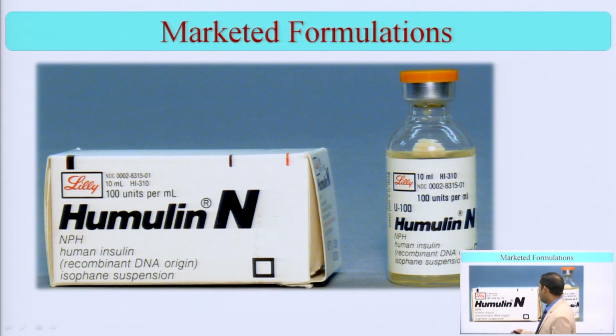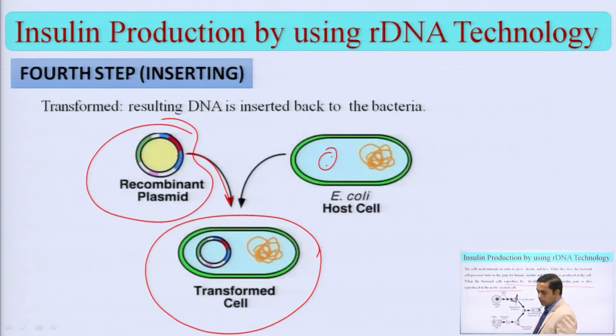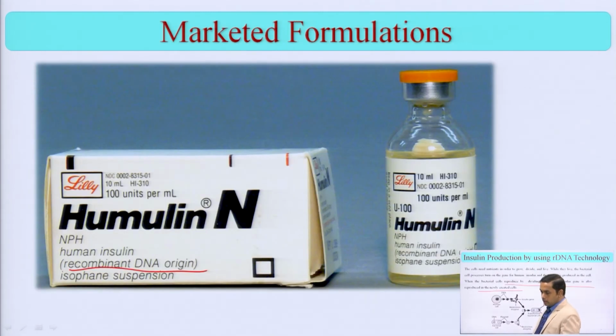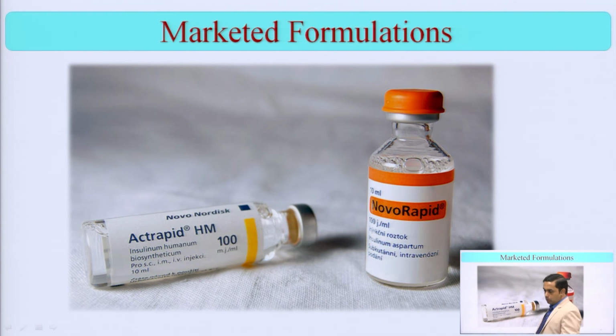You can see they have mentioned recombinant DNA origin. So, this Humulin you can see on your screen was actually developed using recombinant DNA technology, which I have shown you in my entire lecture. There are other marketed formulations also available, for example, this Atropid. I hope all of you are aware of the brand name and generic name.